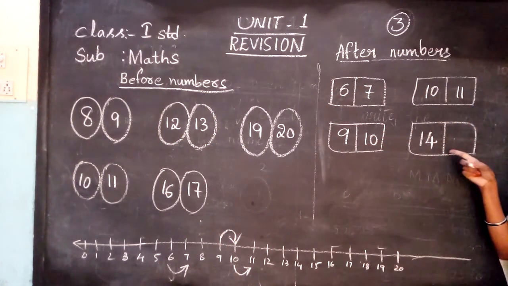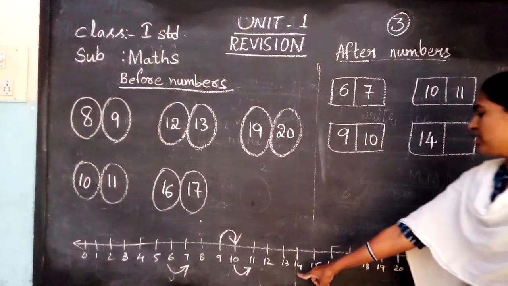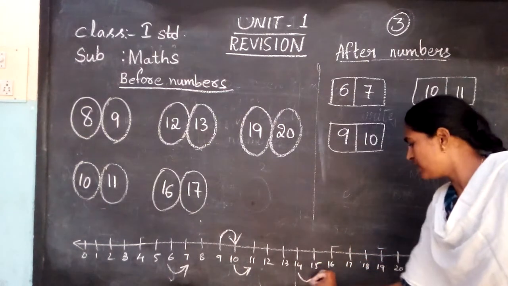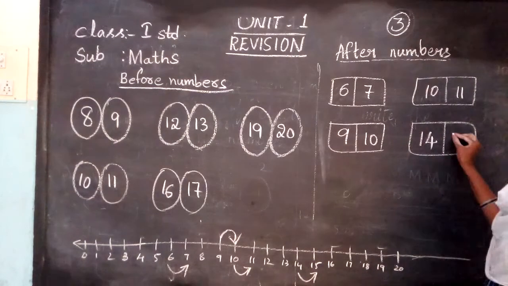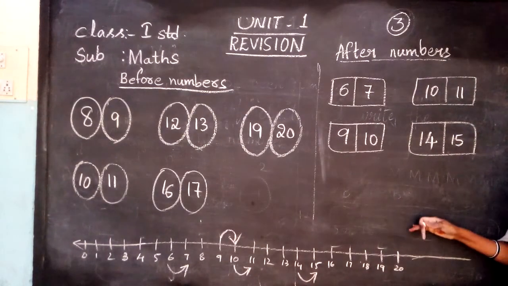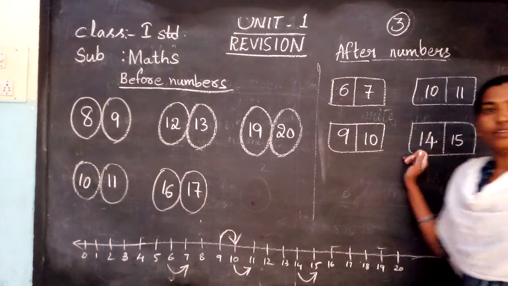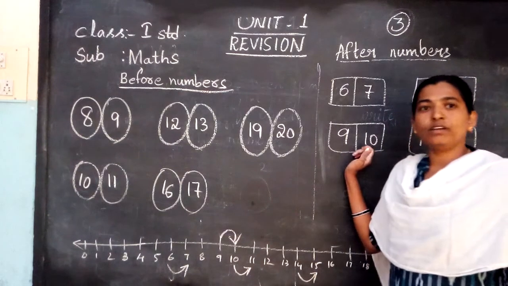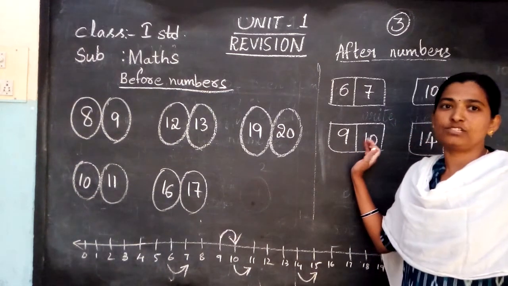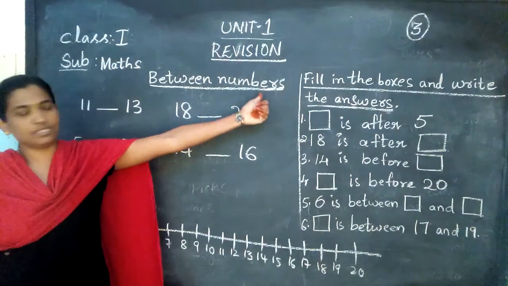Next number 14. 14 after number, what is there in the number line? 14 after 15. I hope you understood. By seeing the number line, you practice in your test book. I will show the book and I will send a pic. Thank you, children.